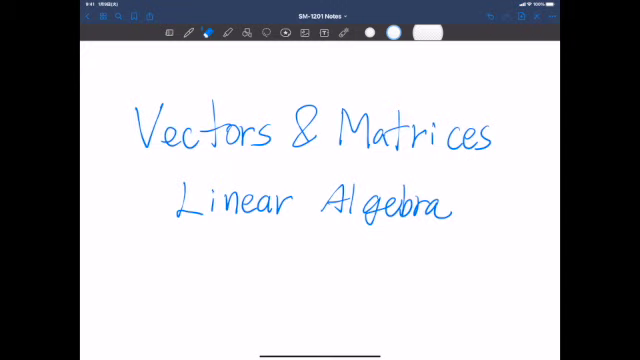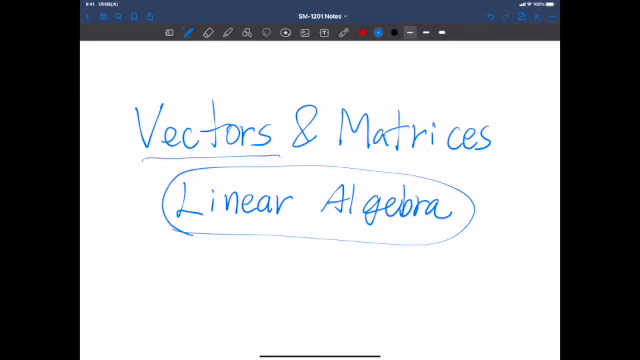Alright, from now on, we are going to study some linear algebra, which is basically the study of vectors and matrices. Okay, so let's define vectors. What is a vector?